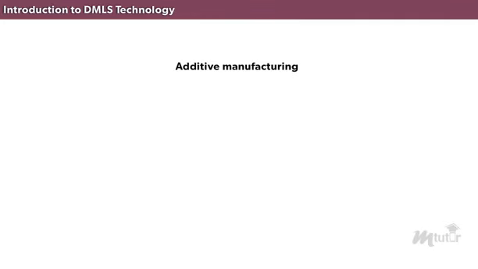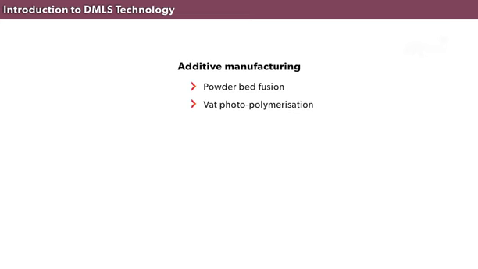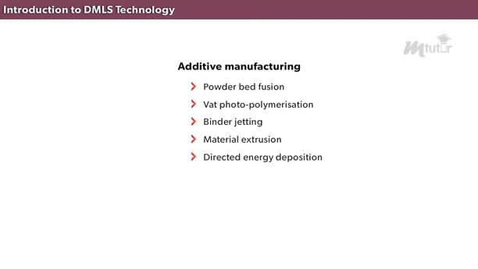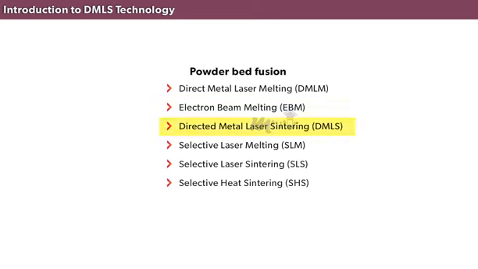Types of additive manufacturing processes are powder bed fusion, vat photopolymerization, binder jetting, material extrusion, directed energy deposition, material jetting, and sheet lamination. Today, we will see the direct metal laser sintering process that comes under powder bed fusion.